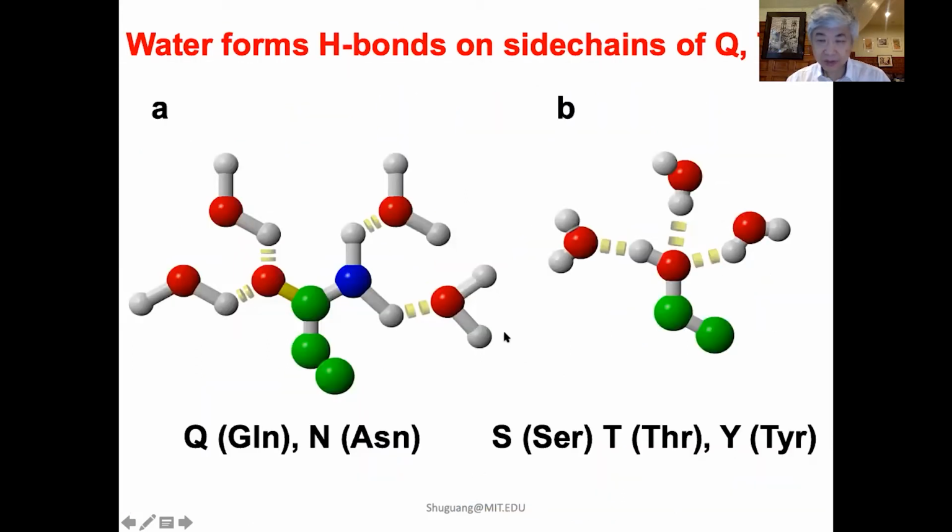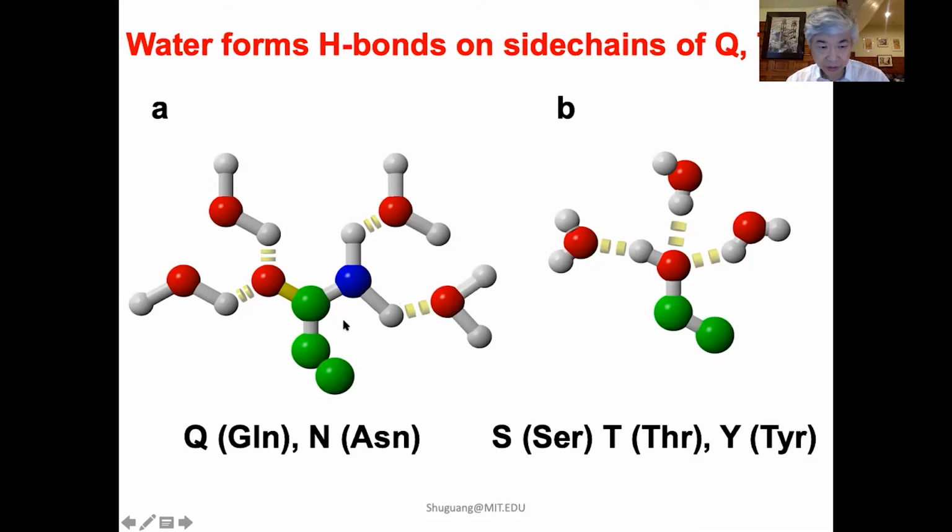Here is how amino acids dissolve in water. This is the side chain of an amino acid. The red one is oxygen, which interacts with two water molecules. The blue one is nitrogen, which also interacts with two water molecules, but they're different. In this case, the two hydrogens act as donors. In the other case, the oxygen acts as an acceptor for these two waters.